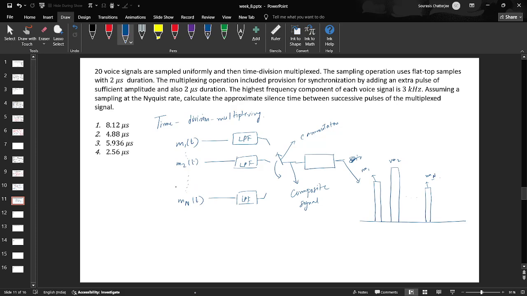Each voice signal has a maximum frequency of 3 kilohertz, so let us consider their sampling rate fs as 6 kilohertz, right? Because the maximum frequency component is 3 kilohertz and the Nyquist rate is twice that, 6 kilohertz. So your fundamental period is going to be how much? It's 1 over 6 times 10 to the power 3 second, right? And if you calculate, that would come out to be 166.67 microsecond.